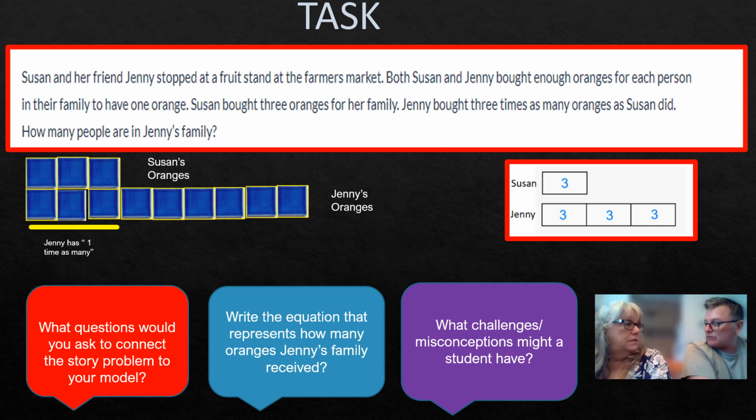And I could connect that. What multiplication equation would fit with just that piece? 3 times 1. 3 times 1 is 3. Or 1 group of 3, right? So right now they have the same amount. They do.